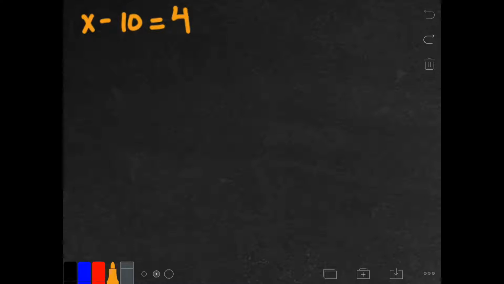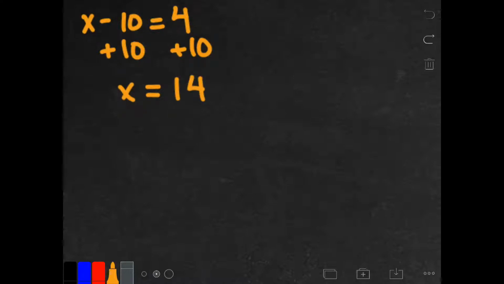Now what's the opposite of subtraction? Well, the opposite of subtraction is addition. So instead of subtracting 10, we are going to add 10. We're going to add 10 to both sides. This will keep the equation balanced. So when I do that, negative 10 plus 10 is 0, x plus 0 gives me x, and 4 plus 10 gives me 14.